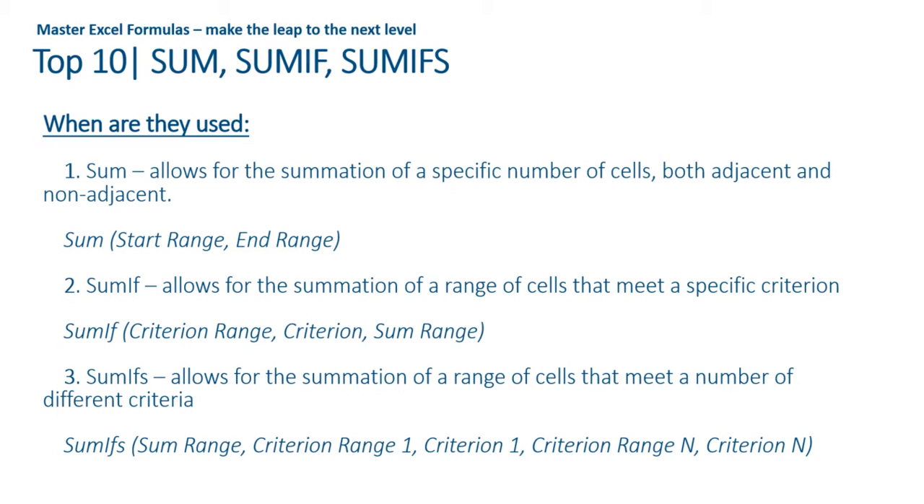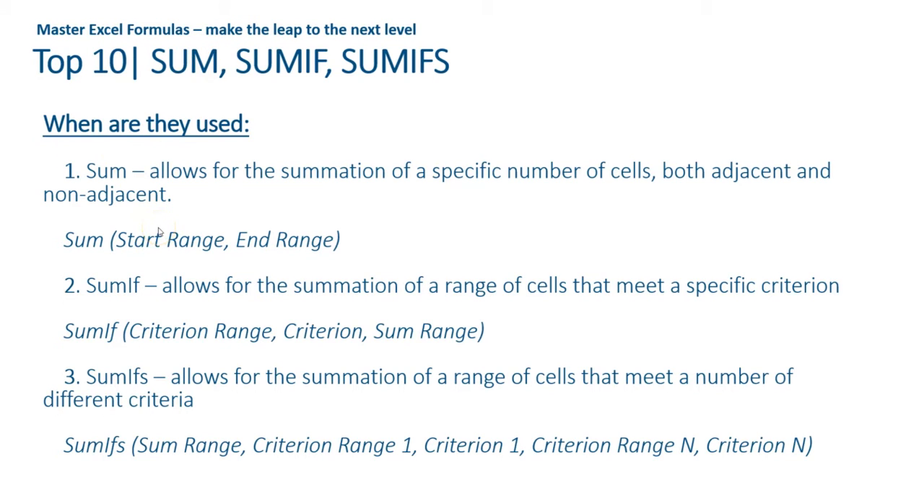Then sumIf and sumIfs, these two formulas allow you to sum based on a specific criterion or criteria. So sumIf allows for the summation of a range of cells that meet a specific criterion, whereas sumIfs allows for the same thing but with more than one criterion.